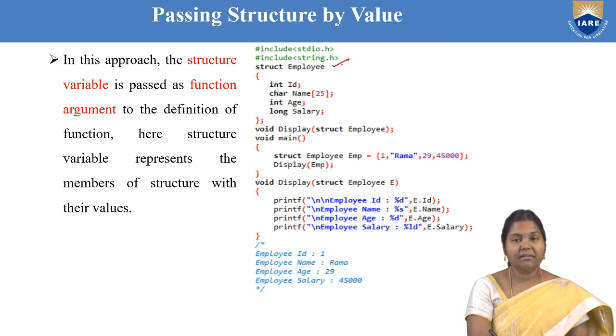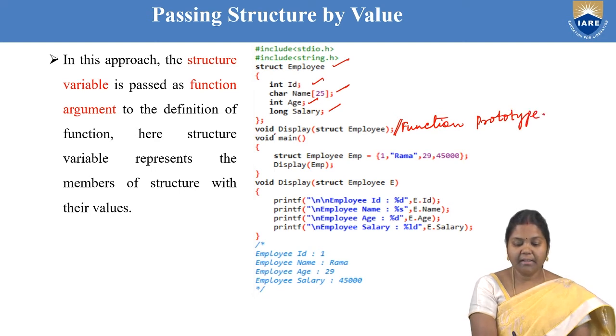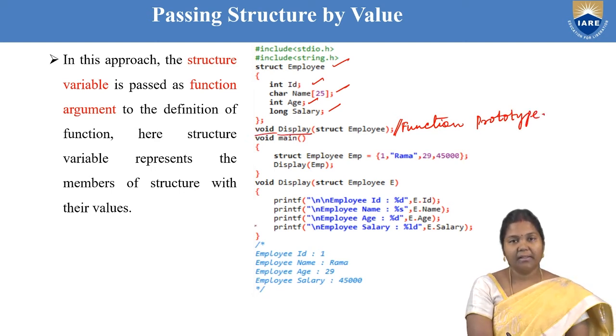Suppose employee is a structure containing the members employee ID, employee name, employee age and employee salary. These are the 4 members of the structure. Now, what do we have to do? I want to pass this structure to the display function and display the details of the structure. Before passing the structure to the display function, first we write the function prototype. In the function prototype, you write the name of the function. The return type is void. This function takes a structure called employee and returns nothing. Display is the name of the function.